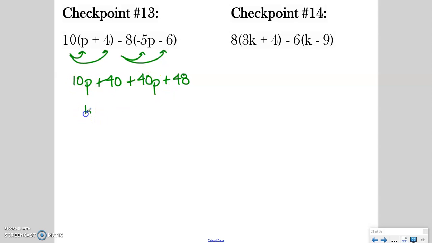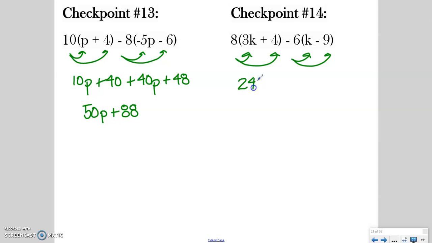This would be 50p, and then this one would be 88. And if you don't want to get confused and miss out whatever terms you need to combine, you can always distinguish each of them by drawing shapes. So that way you don't leave anyone out.